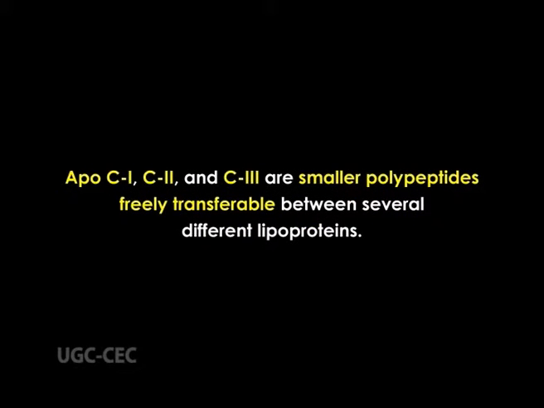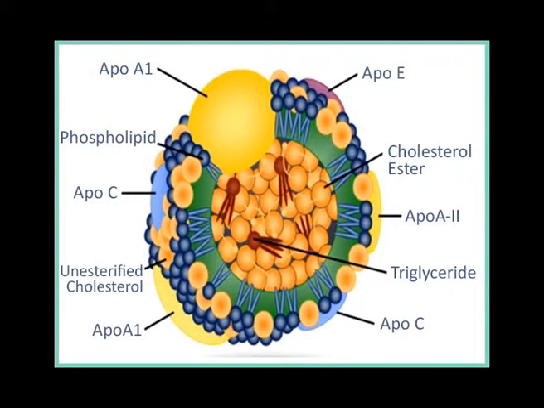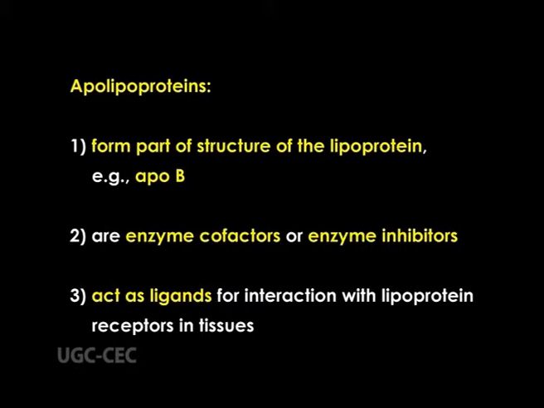ApoC1, C2 and C3 are smaller polypeptides freely transferable between several different lipoproteins. ApoE is found in VLDL, HDL, chylomicrons and chylomicron remnants. Apolipoproteins carry out several roles. They can form part of the structure of the lipoprotein, for example ApoB. They are enzyme cofactors or enzyme inhibitors. They act as ligands for interaction with lipoprotein receptors in tissues.